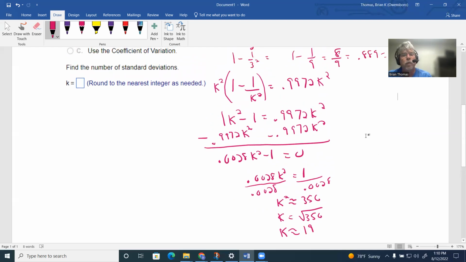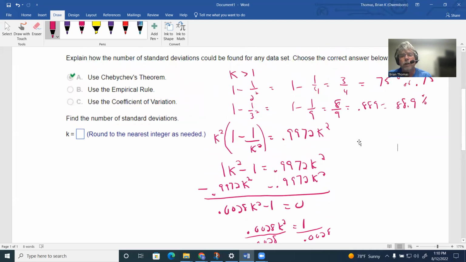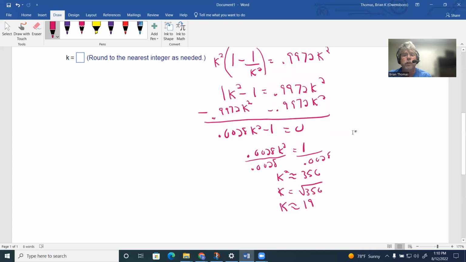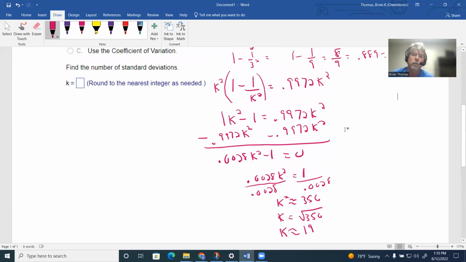So that's how we would have to go about solving that problem, is actually use a little bit of algebra and manipulate that. I didn't see any shortcuts. So if you come across some shortcuts on that, please let me know.